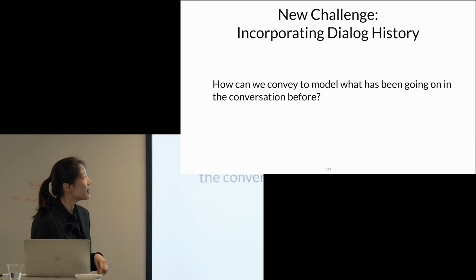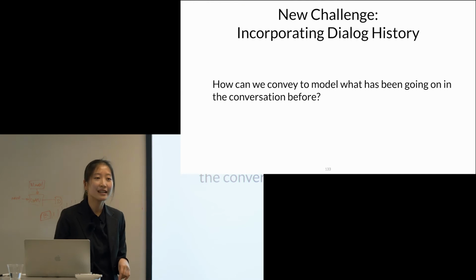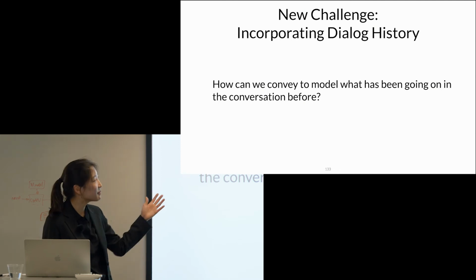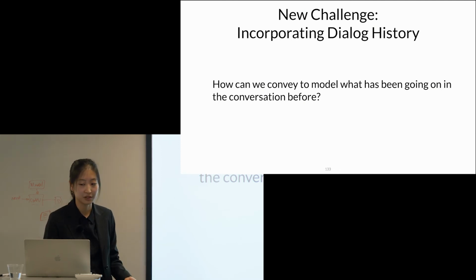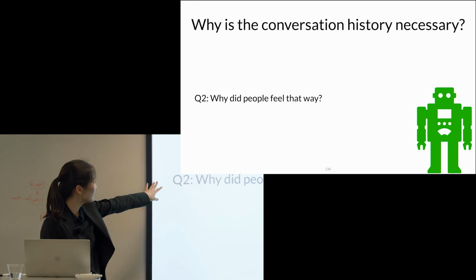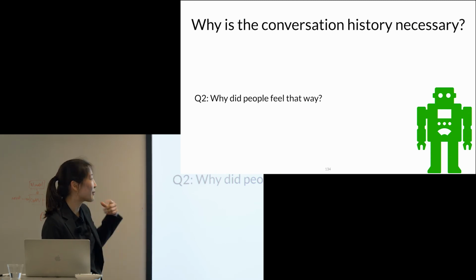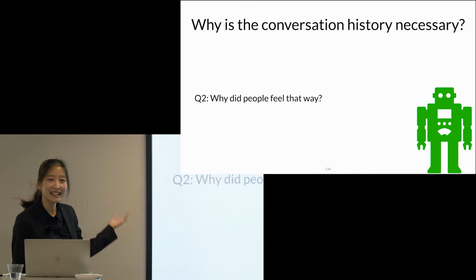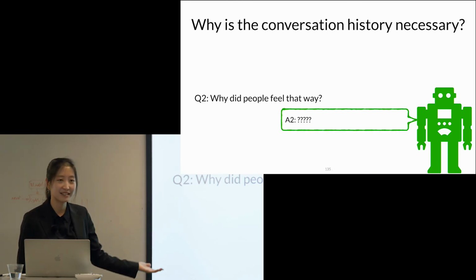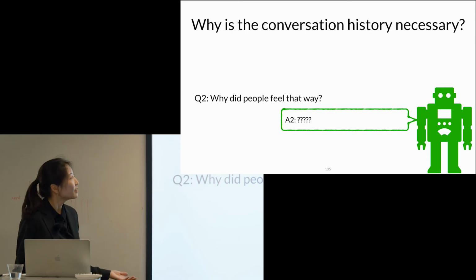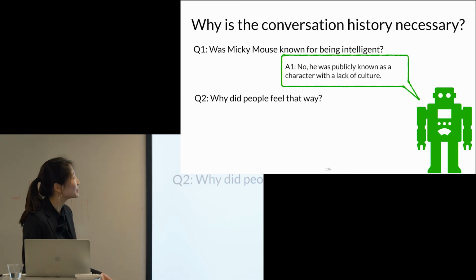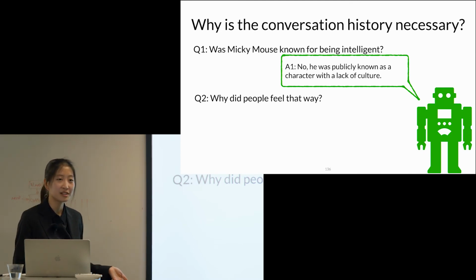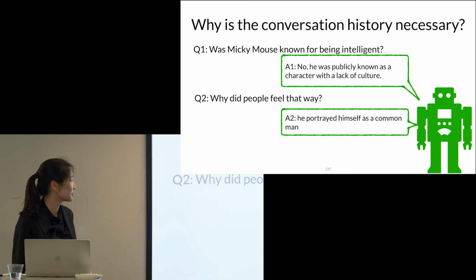The challenge that we found the current model was not handling is incorporating the dialogue history, like what has been talked about. This information is really crucial to answer the existing questions. For example, take the second question, "Why did people feel that way?" Without any context, asking the model to give the answer is really hard. But if we knew about the first question, "Was Mickey Mouse known for being intelligent?" and the answer was no, he was publicly known as a character with a lack of culture, then the second question makes much more sense.